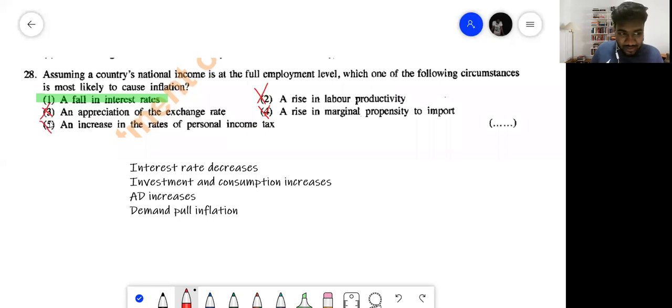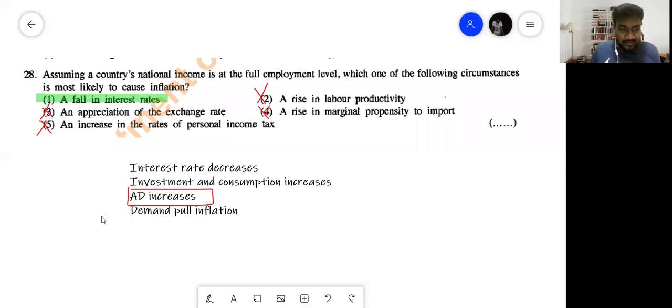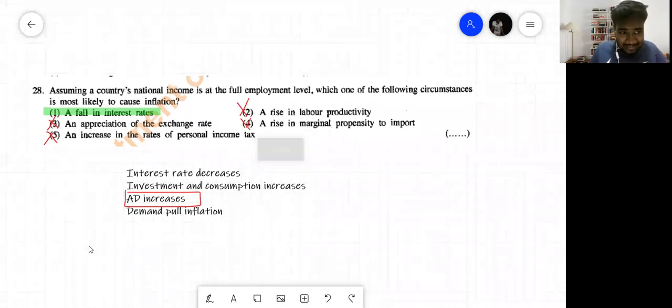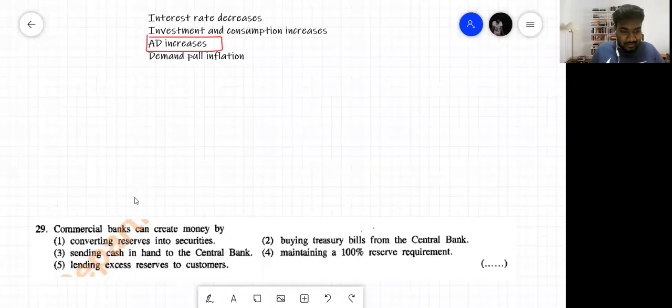For demand pull inflation to happen, the aggregate demand has to increase. So in which of the following does the aggregate demand increase here? Only in the first one. Okay. I'm hoping that's clear, guys. If you have questions, please ask. Okay, the next one.